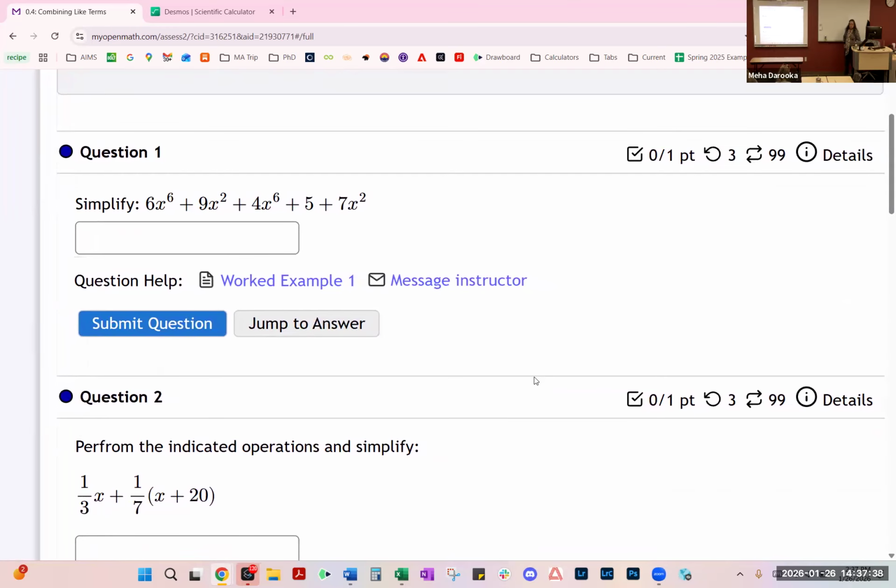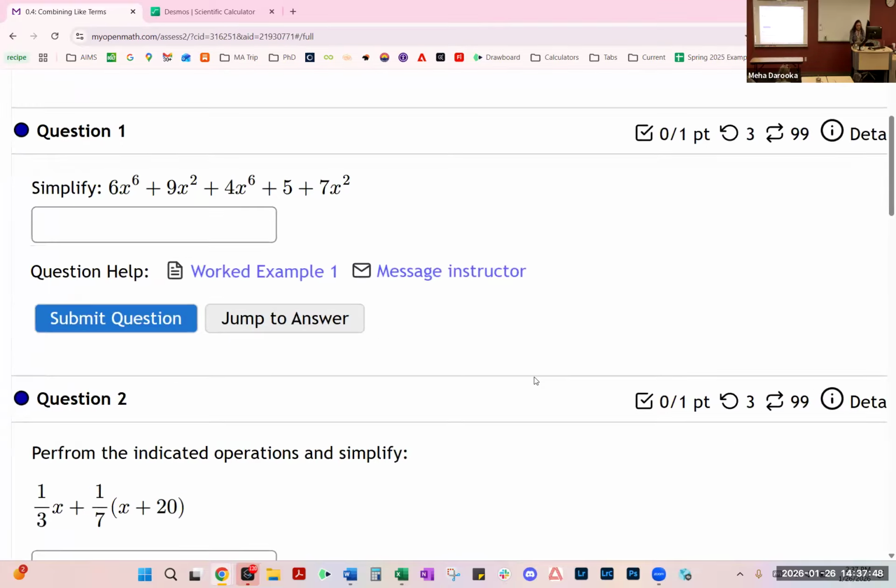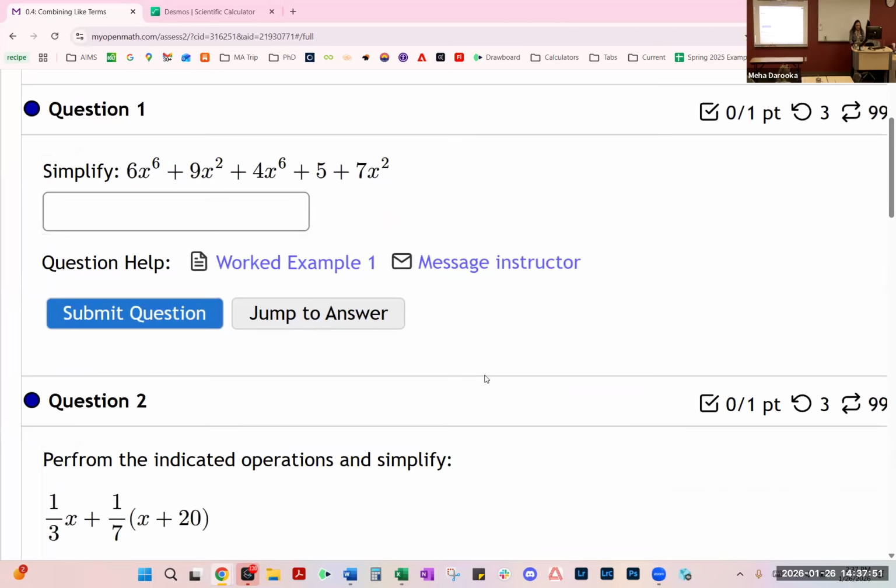Can you tell me from number 1, which ones are the like terms here? The one with the same exponents. Very nice. So that would be which terms? That's 6x to the 6 and the 4x to the 6. Very nice. Yeah. So you're not matching the coefficients, right? You're just looking at the variable and the exponent on that. So 6x to the 6th and 4x to the 6th will be like terms. So of course, then we can combine them together.